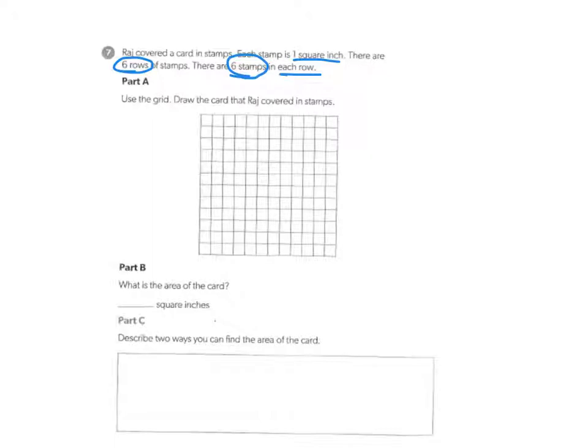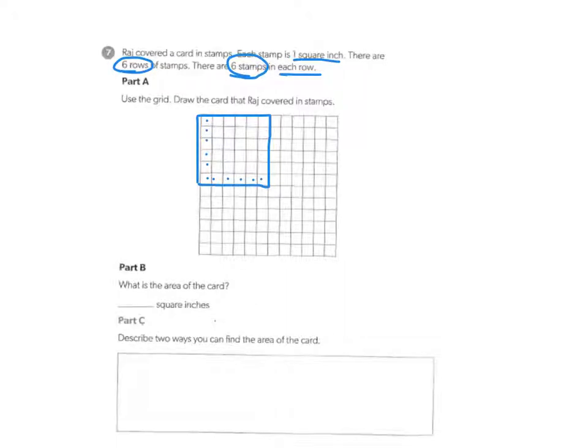So I'm going to look at the first sentence. It says that he covered a card in stamps. Okay. Then I'm going to look at the second one. It says each stamp is 1 square inch. Okay. Now the third sentence. There are 6 rows of stamps. So I'm going to go ahead and mark where 6 rows of stamps would be. So here's 1, 2, 3, 4, 5, 6 rows. The last sentence says that there are 6 stamps in each row. So 1, 2, 3, 4, 5, 6. So now I'm going to draw my grid.